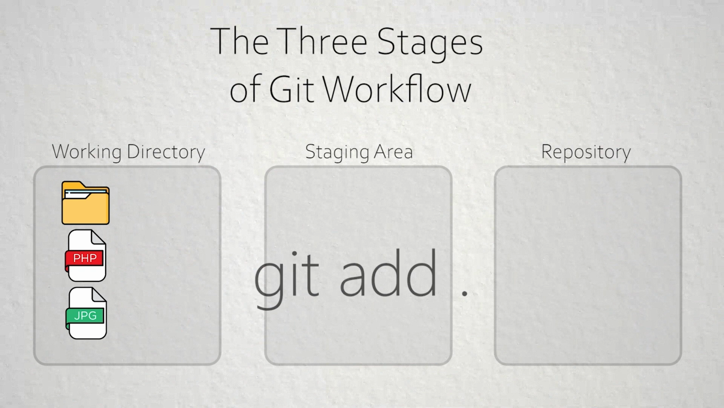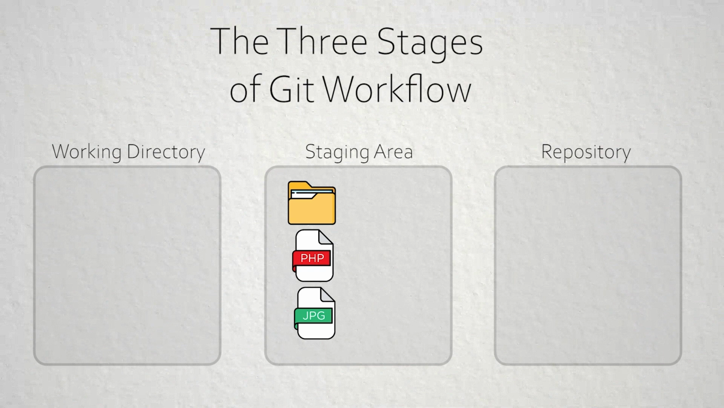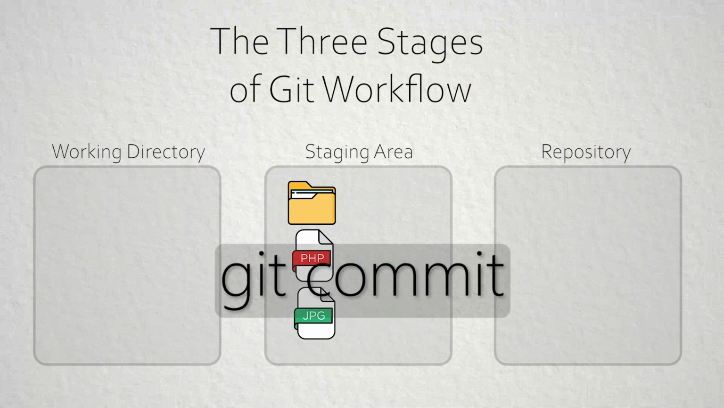This process is called staging, and these files will be sent to the staging area. Staging prepares the files to be included in the project's history. Once staged, the files will be tracked, which means that Git will now monitor them for any changes. Once the files are changed, we can make a commit to the repo.